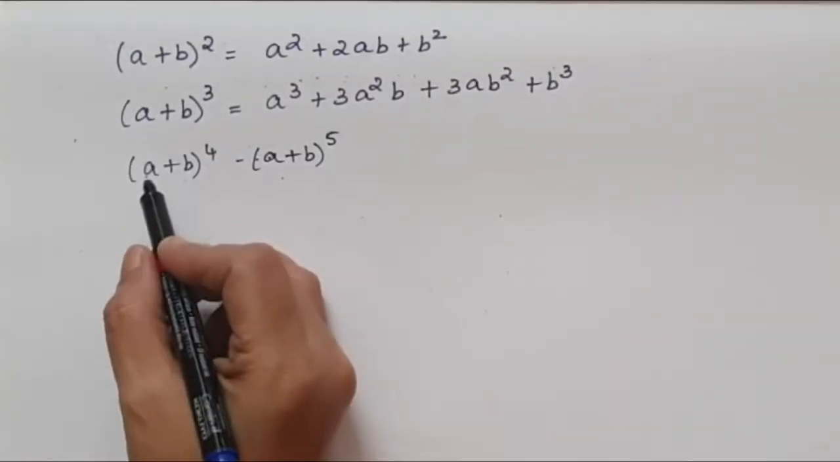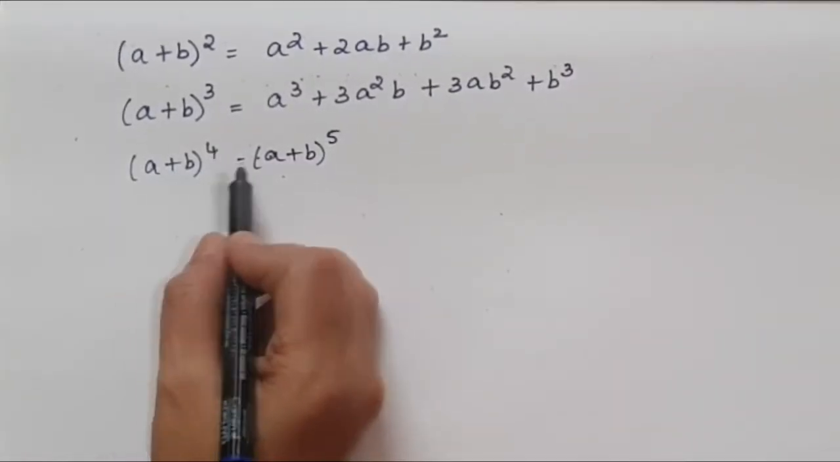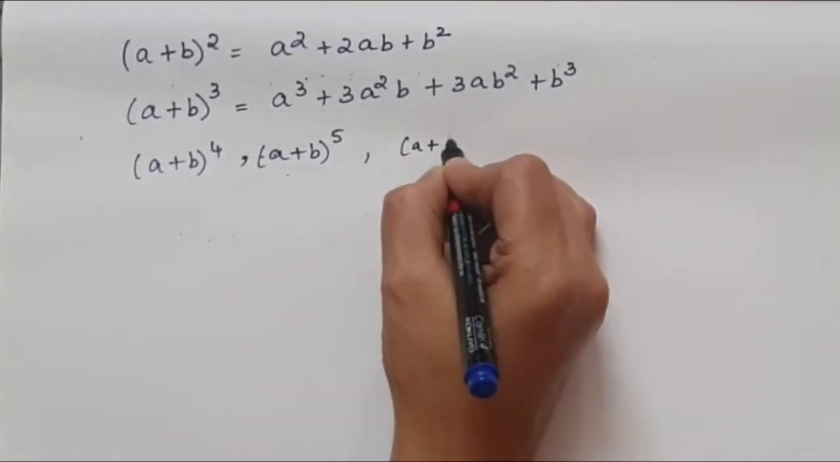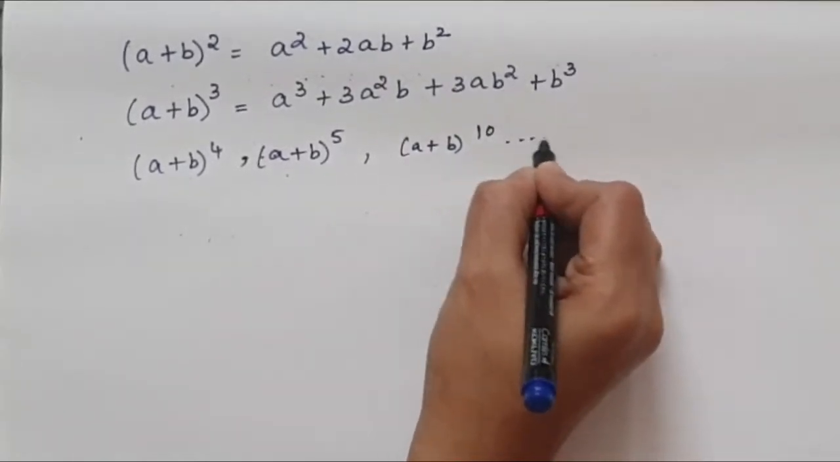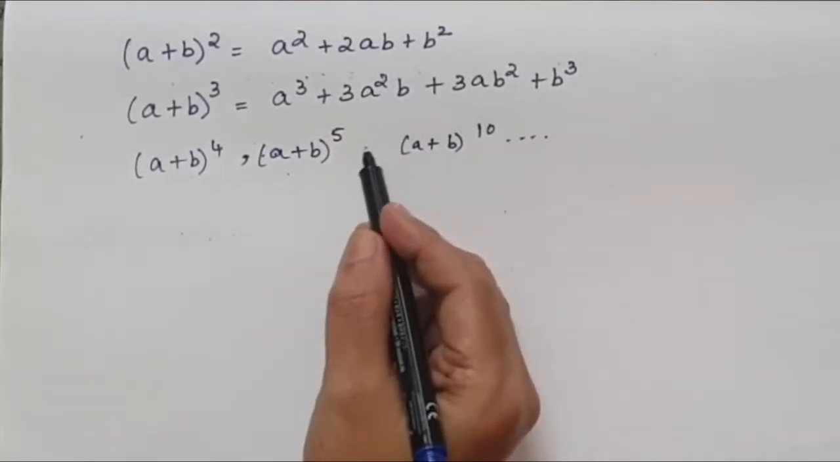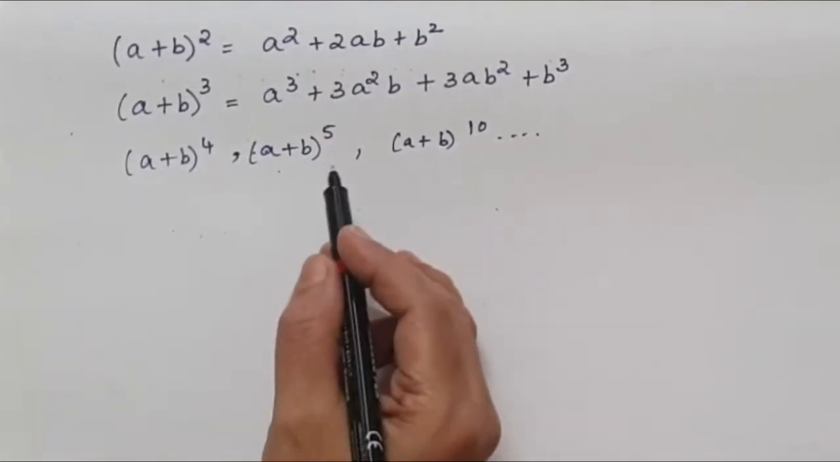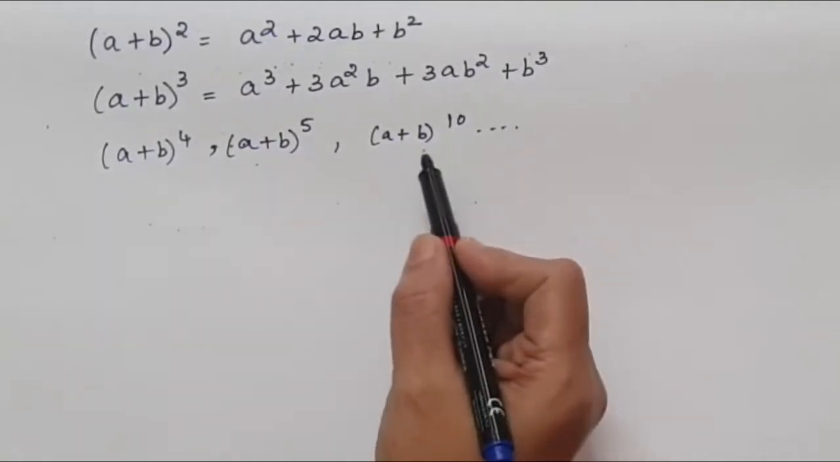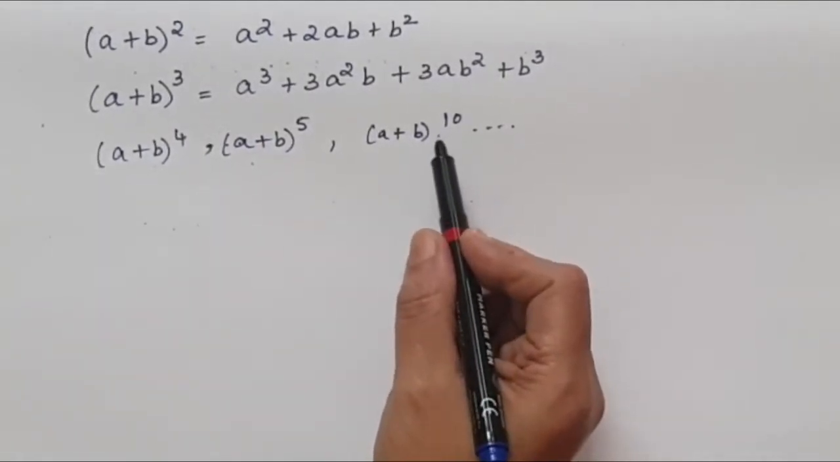Now when we go further, like (a + b)⁴, (a + b)⁵, (a + b)¹⁰, the formulas become more complicated. This binomial expansion is used to find the answers when the expansions are too big.